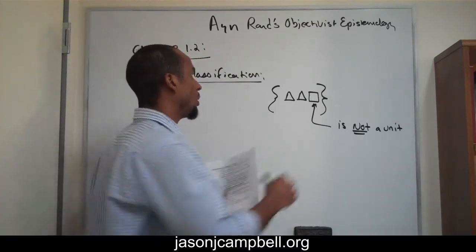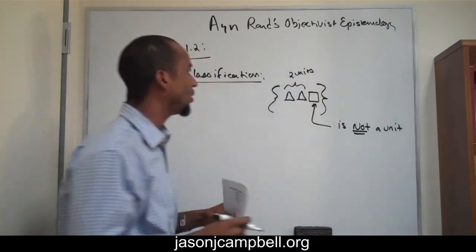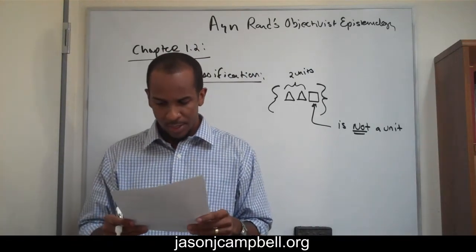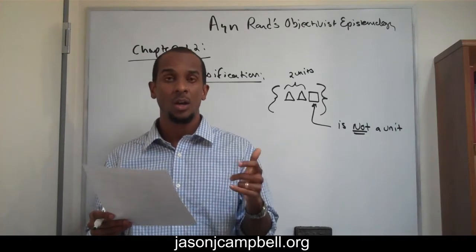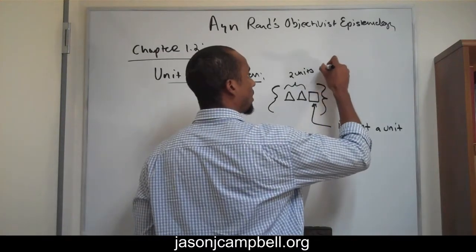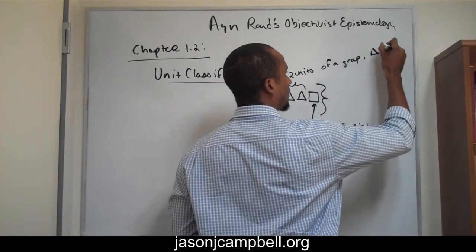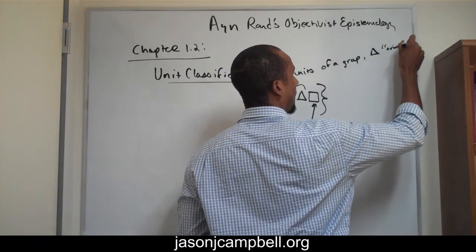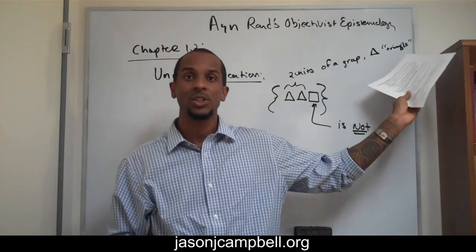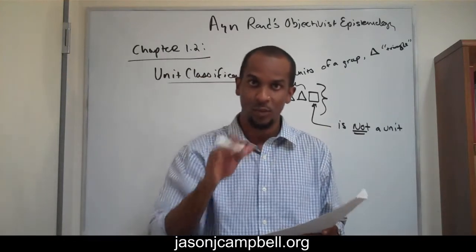So here, what we would have are two units, and these units are triangles. So there's two units in this set. Triangle and triangle are two units of a group that we will classify as triangle. And the name we give it is not really important. We can call this whatever we'd like to call it, as long as the word refers to these two things, the entities themselves.